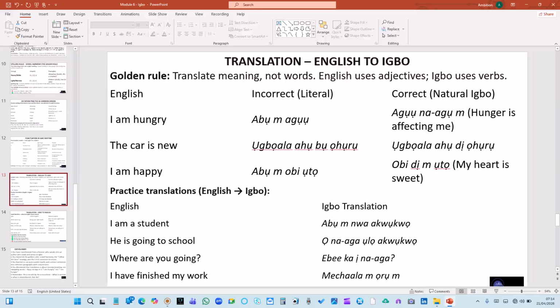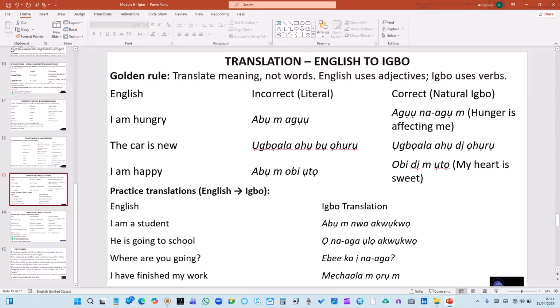The car is new. The incorrect usage is ụgbọala ahụ bụ ọhụrụ. No, rather you say ụgbọala ahụ dị ọhụrụ. I am happy. Abụ m onye obi ụtọ is a wrong translation, but rather you say obi dị m ụtọ, which means my heart is sweet.